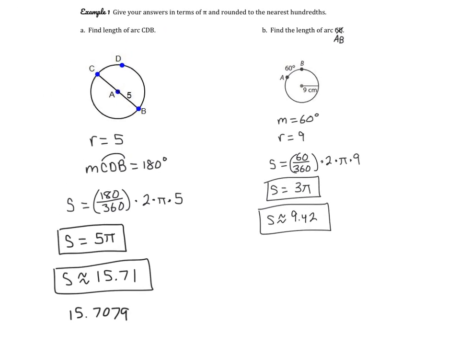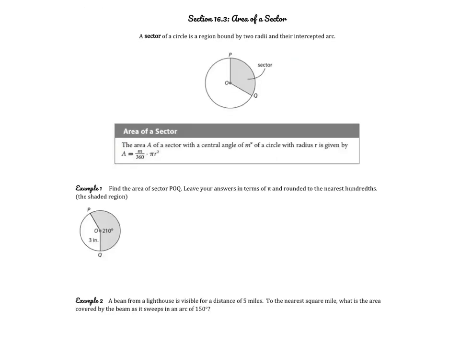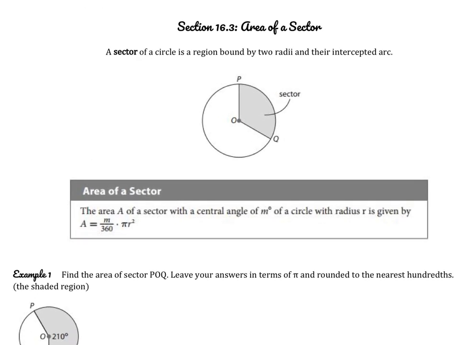All right, that is all for arc length. Now we're going to move on to the area of a sector. A sector of a circle is a region bound by 2 radii and their intercepted arc. I always think of a sector as simply a slice of pie.